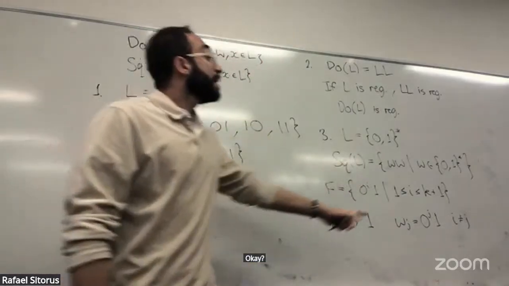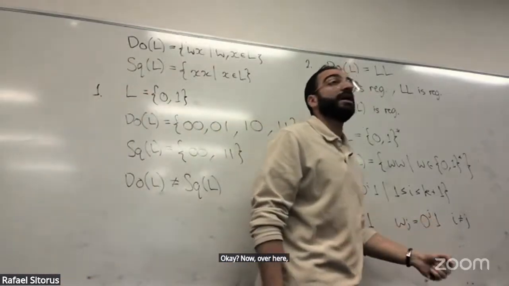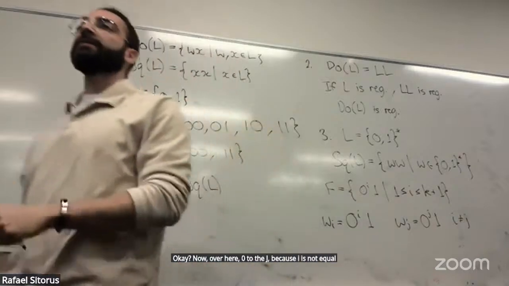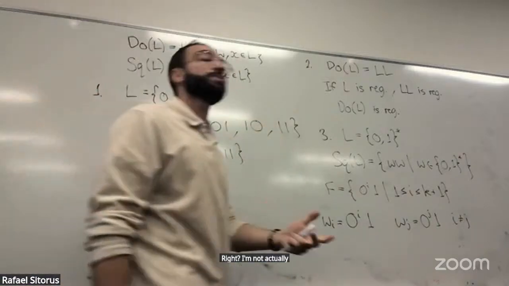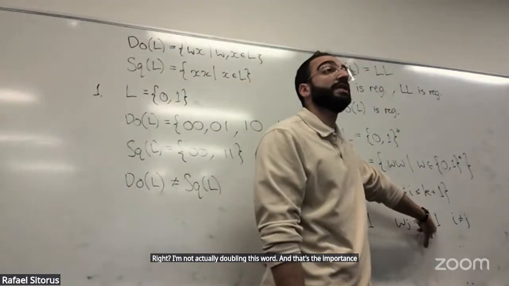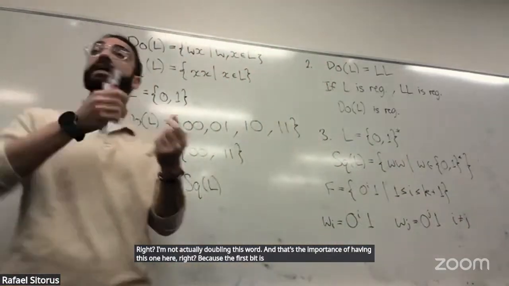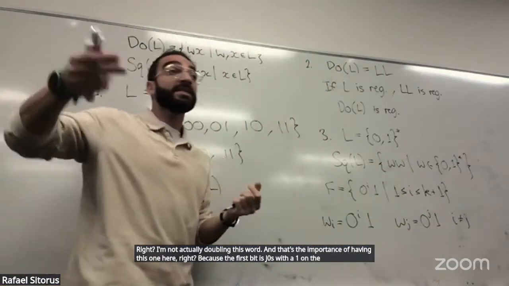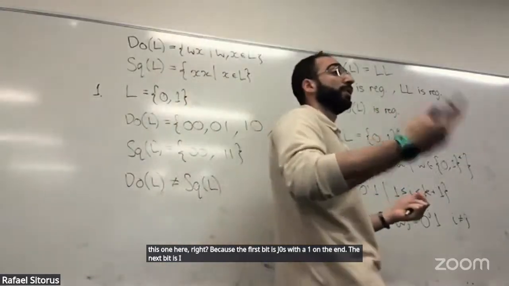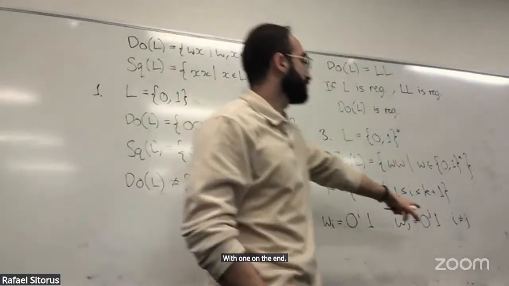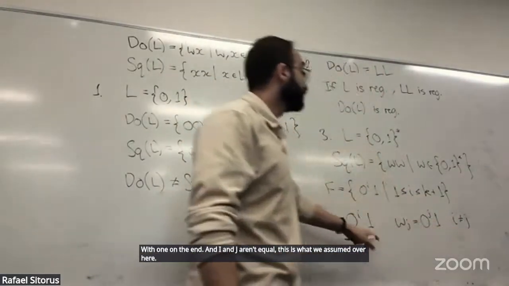Now over here, 0 to the j, because i is not equal to j, I'm not actually doubling this word. And that's the importance of having this 1 here. The first bit is j zeros with a 1 on the end. The next bit is i zeros with a 1 on the end. And i and j aren't equal, what we've assumed over here. We've taken two different strings.